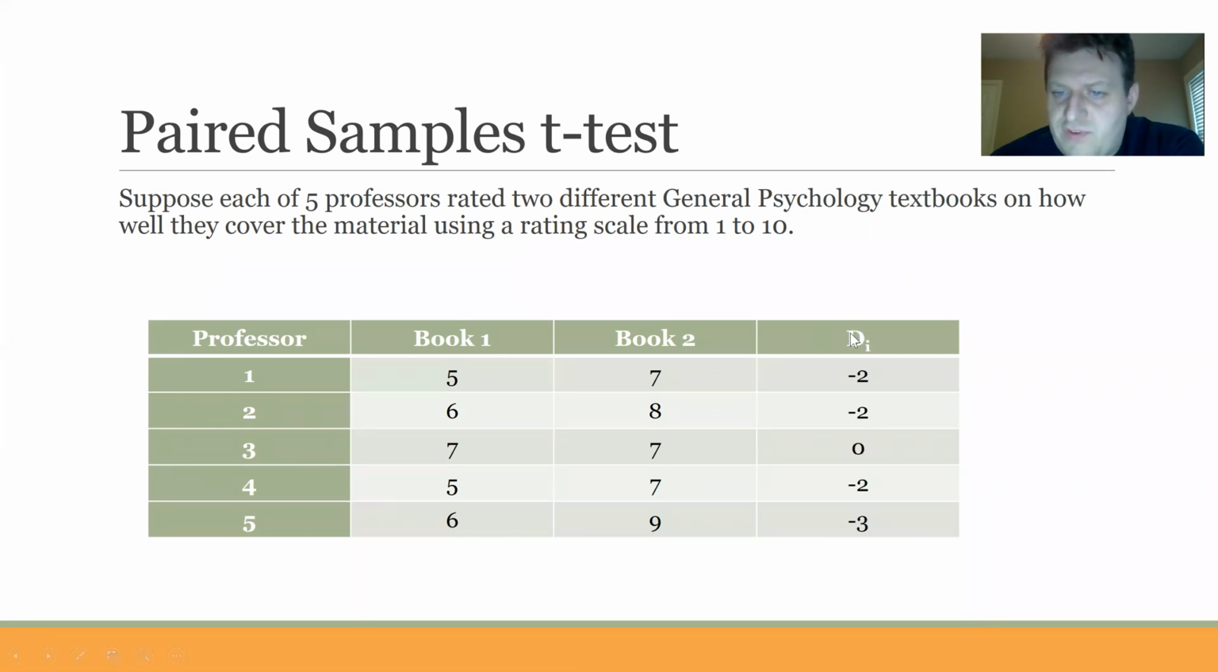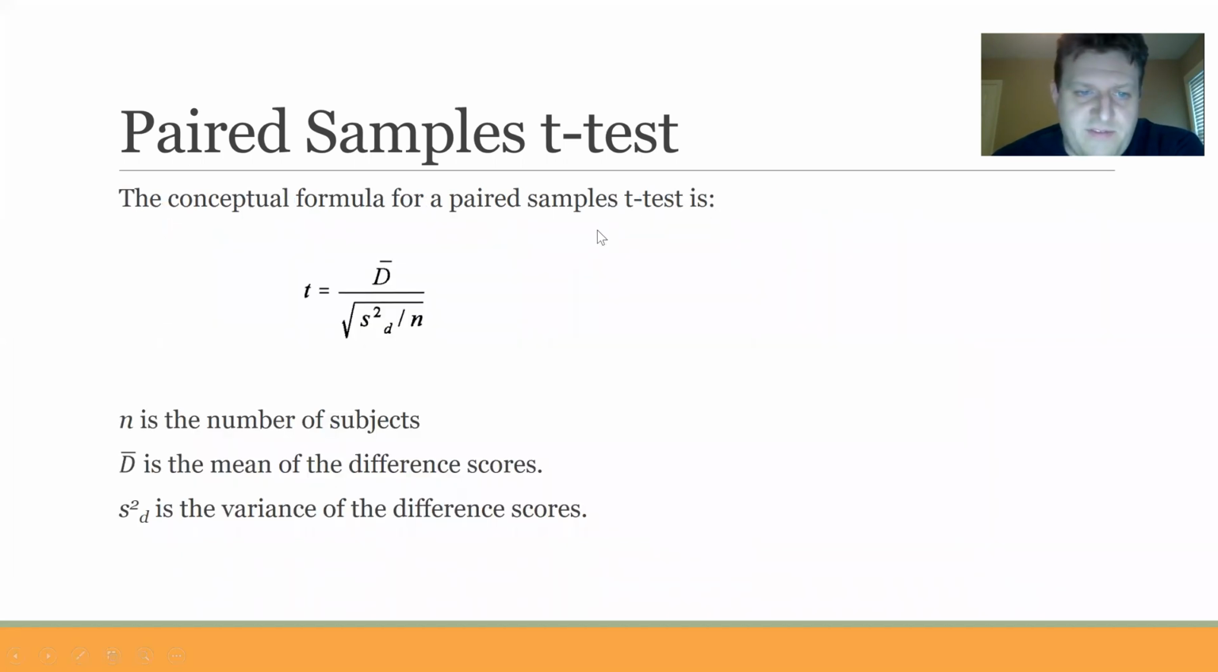Here are all of our difference scores. We're writing difference as D. And our difference scores should be 0 under the null hypothesis, if there's truly no difference between the usefulness of these 2 psychology textbooks. So let us go and conduct the paired samples t-test.